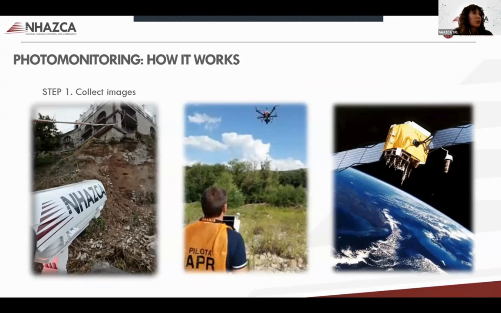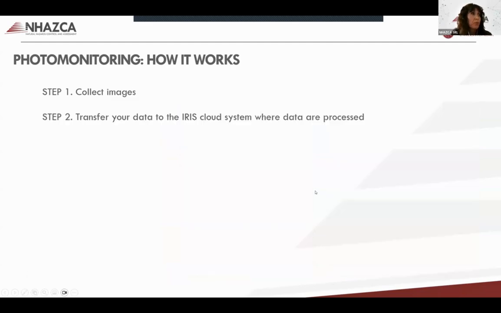Because I want to leave some time to Marco, I will go to the last part of my presentation, and so how photomonitoring works. The first part is the image collection. If it's from the ground, as I said, it can be done by webcam, fixed cameras or smartphones, but it can also be done from space, from satellites, or from drones.